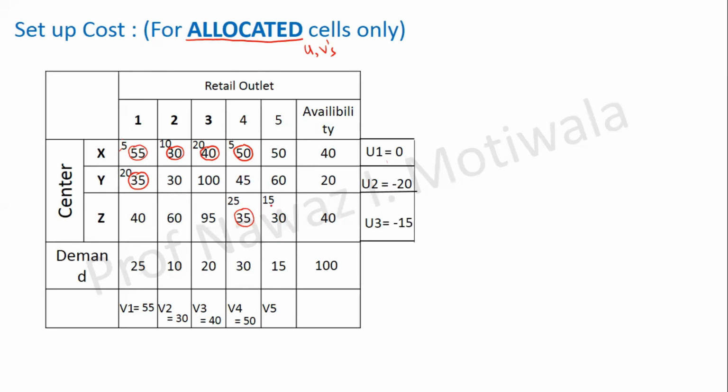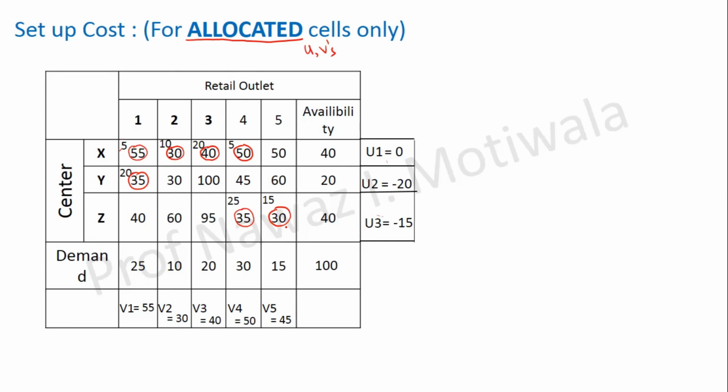Now once I got minus 15, if I consider this cell, I know that U3 plus V5 should give me 30, out of which U3 is minus 15. So what should I get for V5? 45. The answer will be 45, correct, because 45 minus 15 will give me 30. So with this shortcut trick, we have found out all the values of U's and V's.